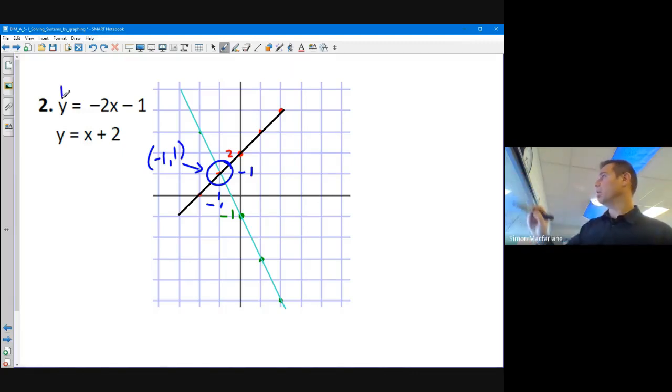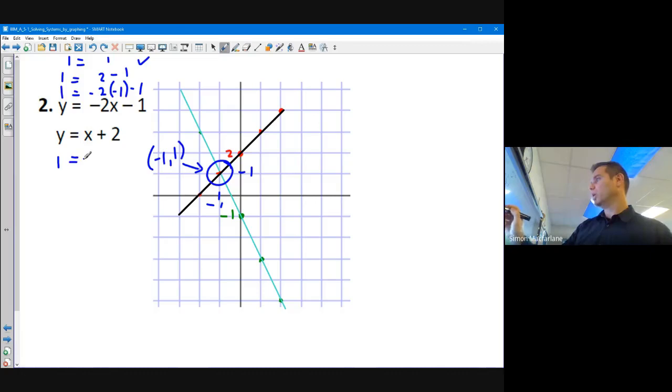Plug in 1 there. -2 times -1 minus 1. -2 times -1 is +2 minus 1 is 1. And that equals 1. All right, that works there. And then check the other one. Does 1 equal -1 plus 2? Well, -1 plus 2 is 1. And that equals 1. All right, so we did a good job.